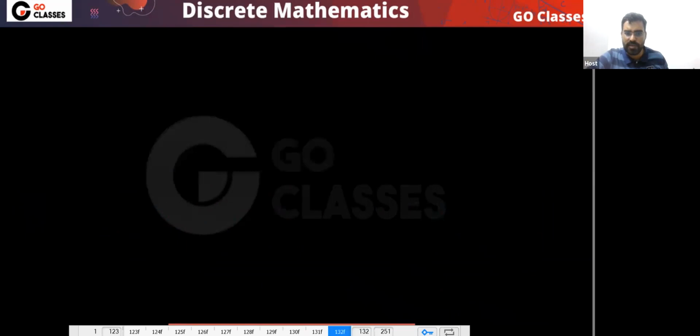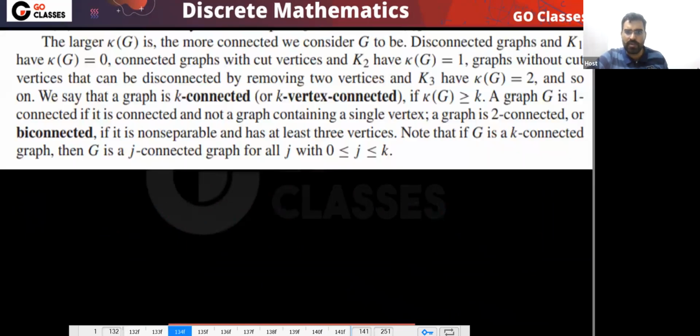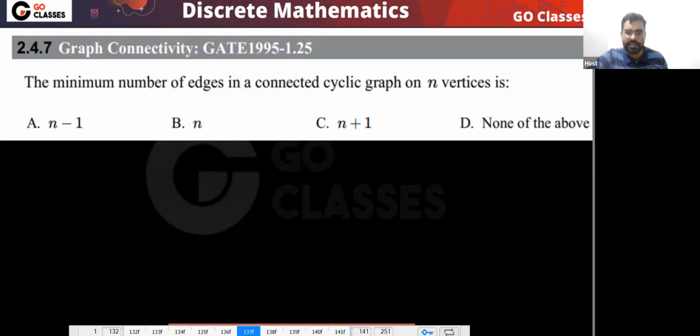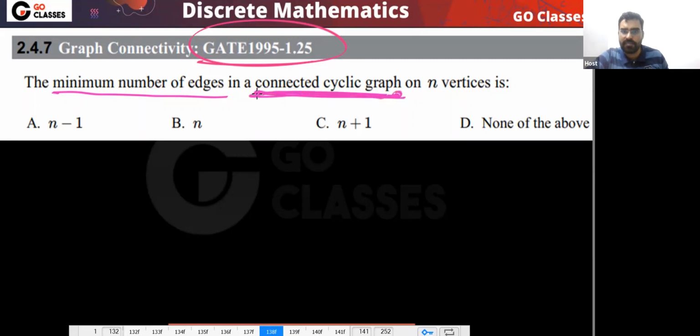So all these concepts we have seen. Please let me know if you have any doubt. If there is any doubt, you can ask. Let's see this GATE exam question. What is the answer? GATE 1995. The minimum number of edges in a connected cyclic graph.